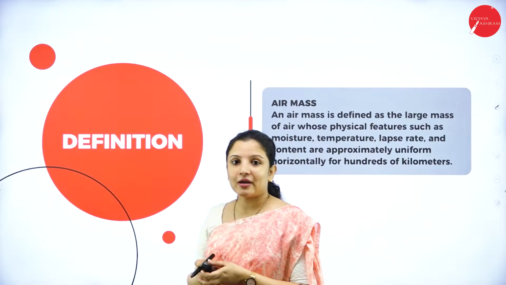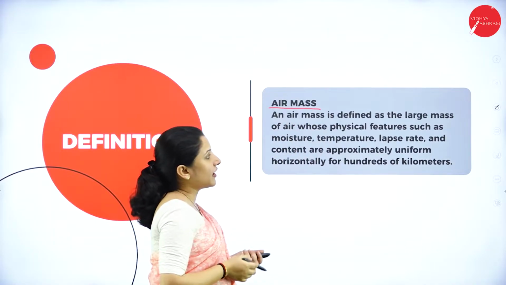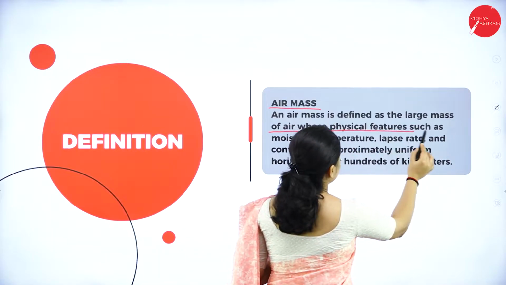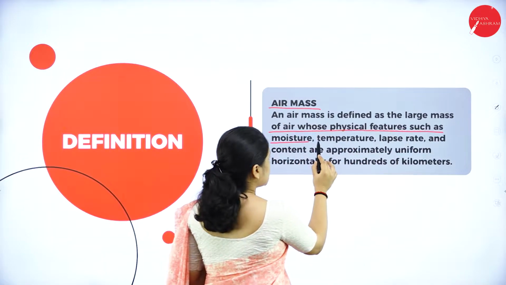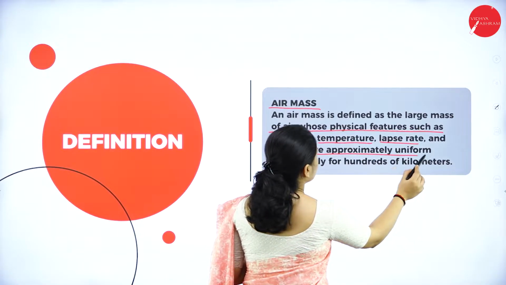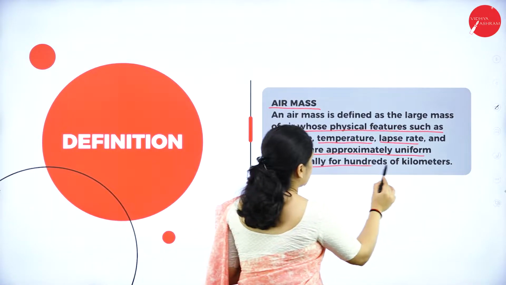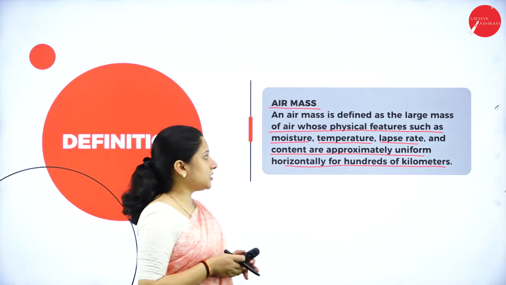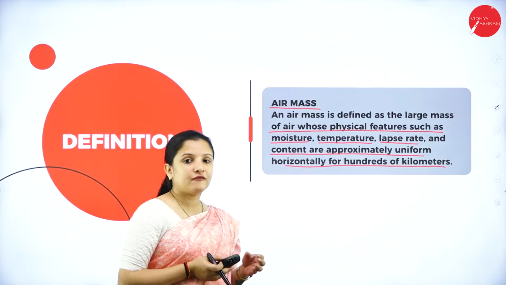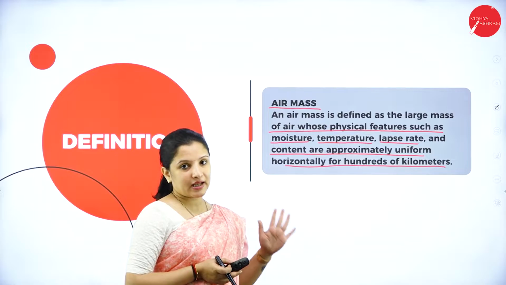So next, let's study air mass. What is this air mass? Air mass is defined as a large mass of air whose physical features such as moisture, temperature, the lapse rate and the content are approximately uniform horizontally for hundreds of kilometers. So for hundreds of kilometers, the moisture content in the air, the temperature in the air, the rate of flow of the air, all that should be equal. That is called an air mass.